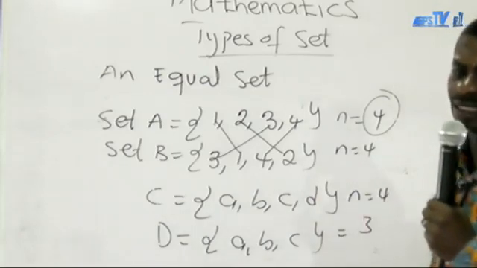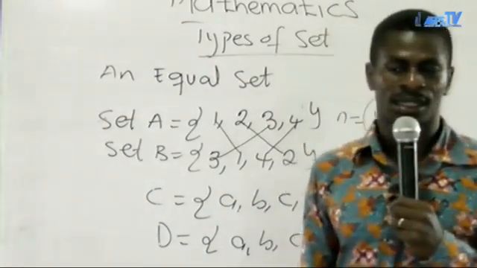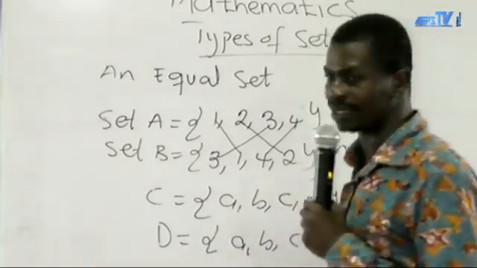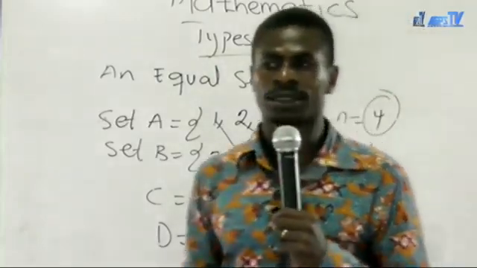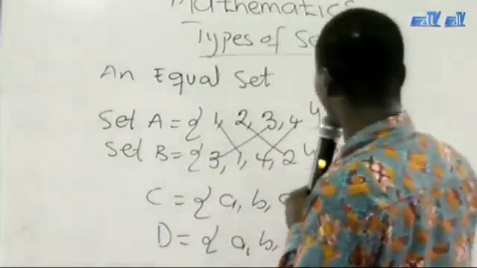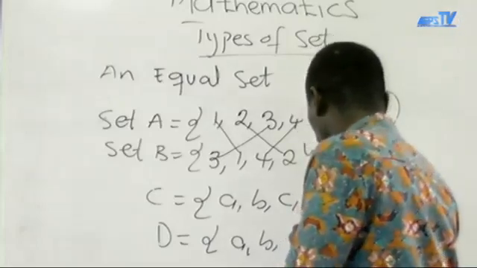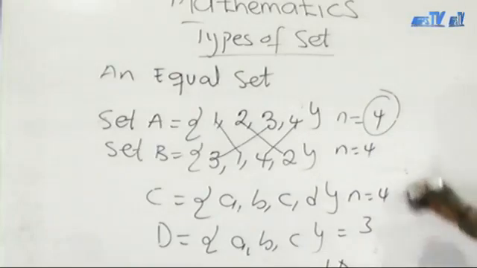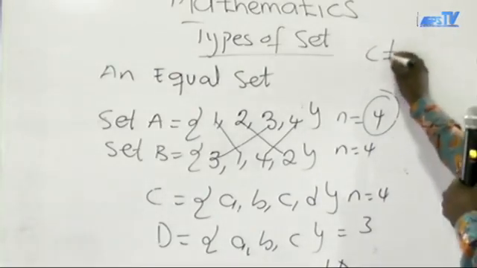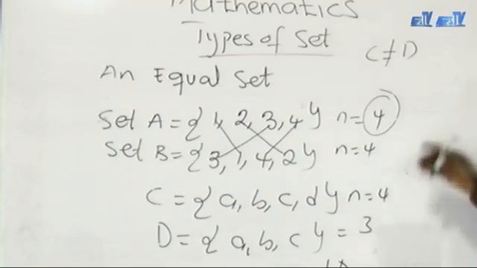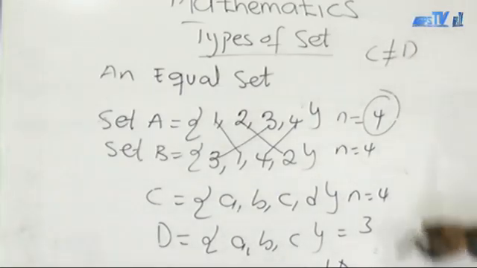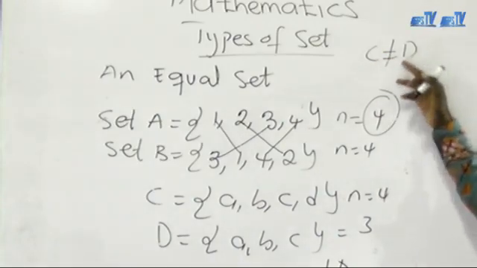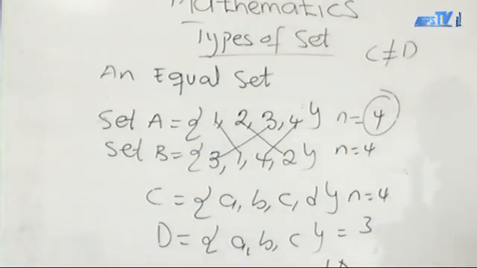And the first evidence already concludes that because they don't have the same number of elements, they are not equal. So we say set C is not equal to set D. You can write it this way: we have equal, then we slash through it to say that set C is not equal to set D.